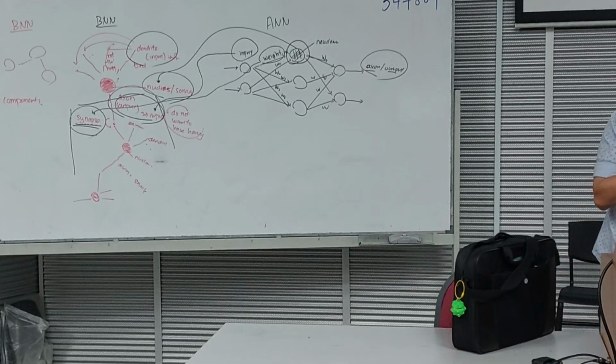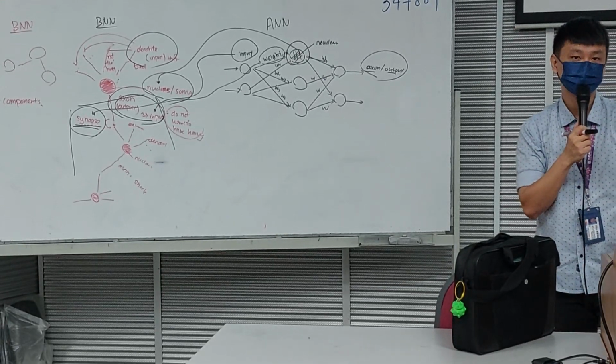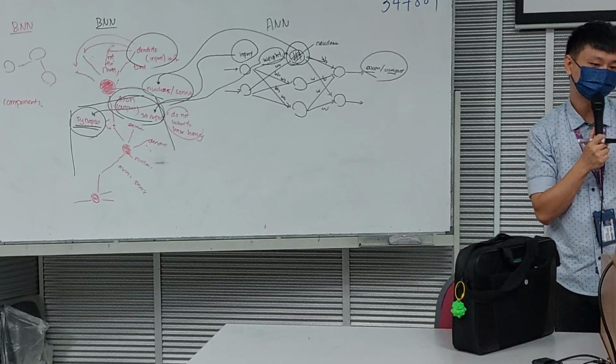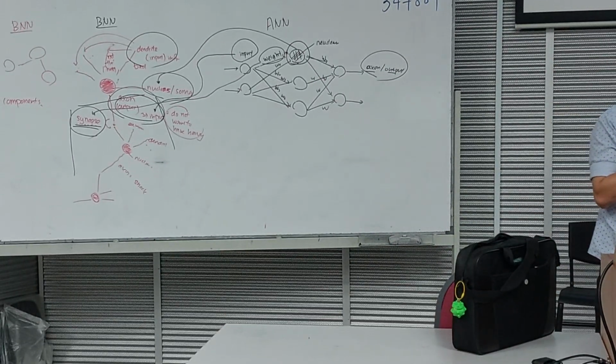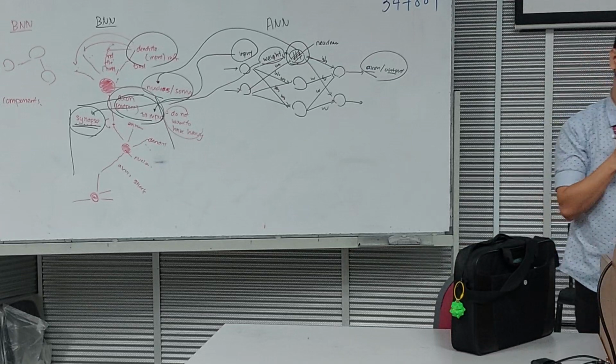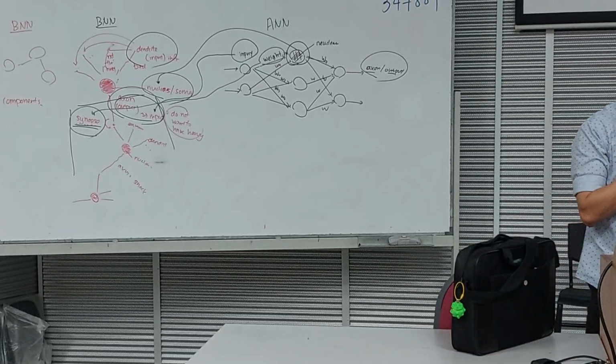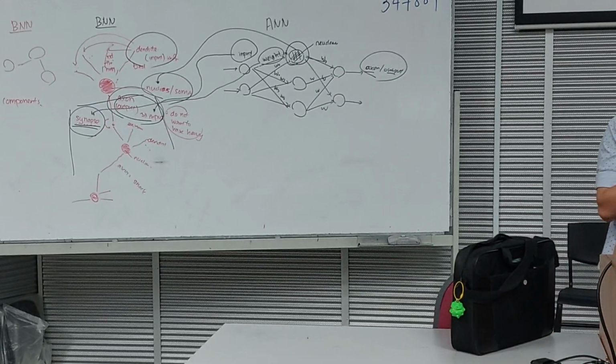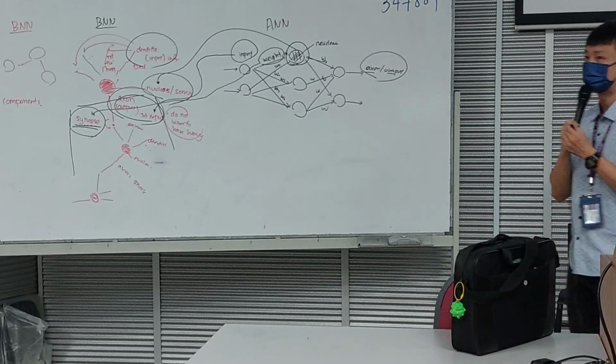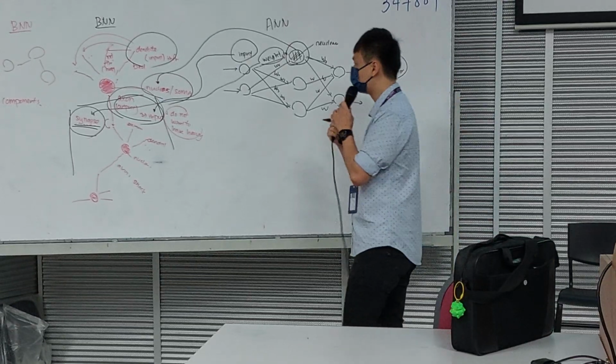Okay? Is that clear? Okay, good. So this is the comparison between the BNN and ANN. Their function is about the same: soma, neurons, dendrites, input, axon, output, synapse, and weight. So allow me to spend some time to explain to you what is weight.